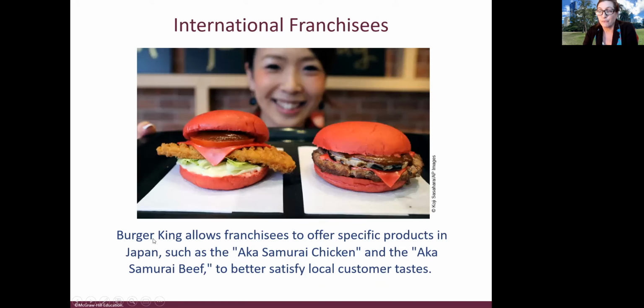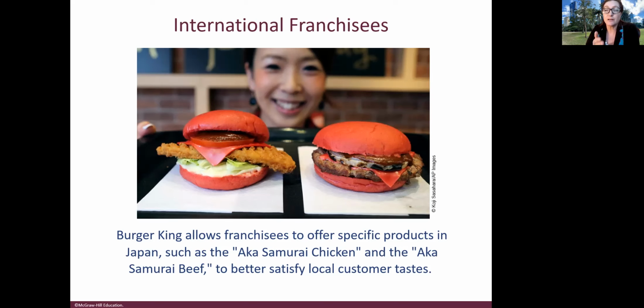Direct ownership and investment is not the only way to enact an international market expansion. Another way is franchising. And Burger King, in their international franchise system, recognizes that other foreign markets have a very different culture to the American market, and therefore product modification is required.